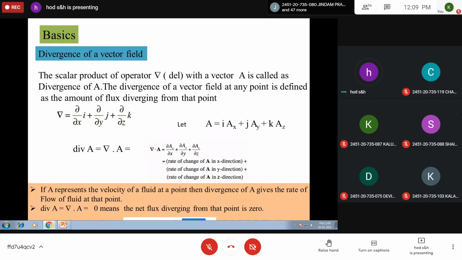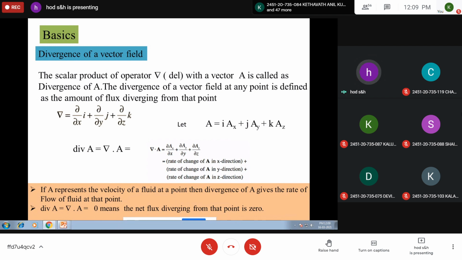So net flux is equal to 0. It is represented mathematically by del dot A is equal to 0. So this is the divergence of a vector field. The scalar product of operator del with a vector is called divergence. Del is a spatial operator which is i into ∂/∂x plus j into ∂/∂y plus k into ∂/∂z.